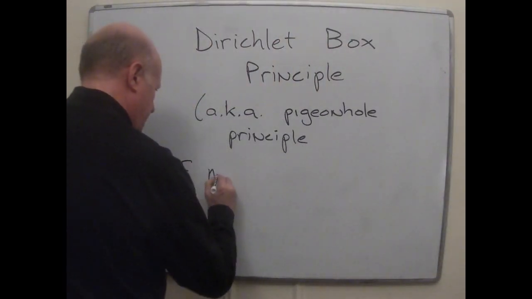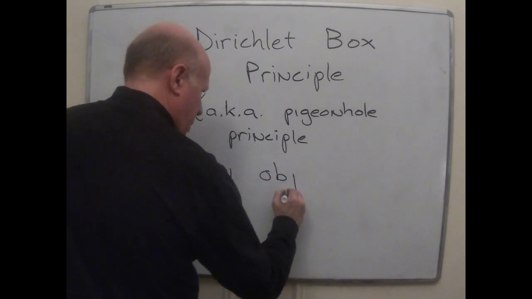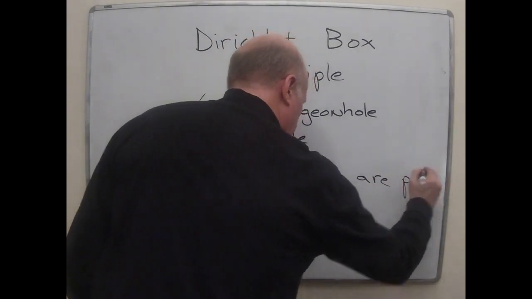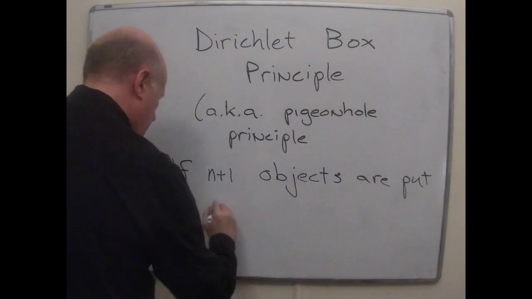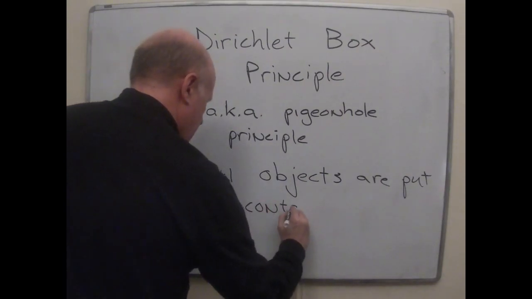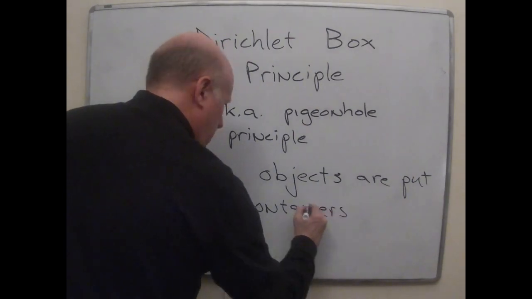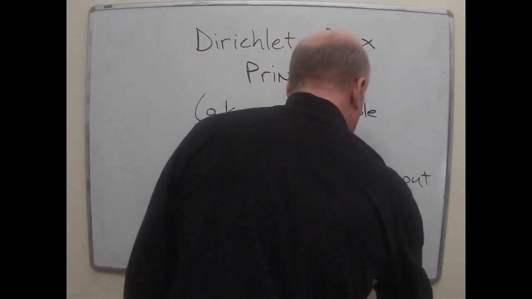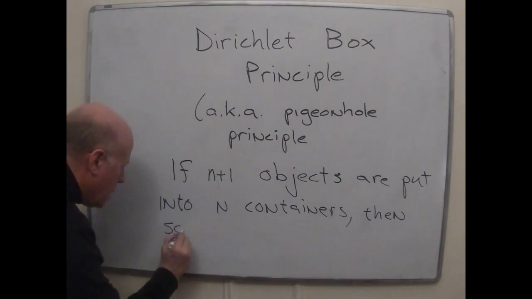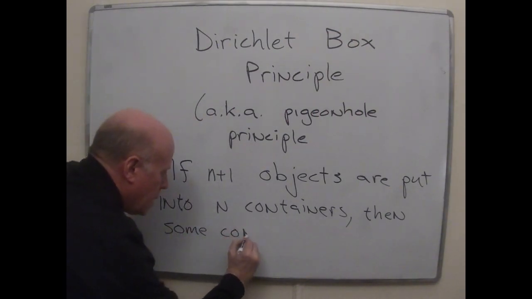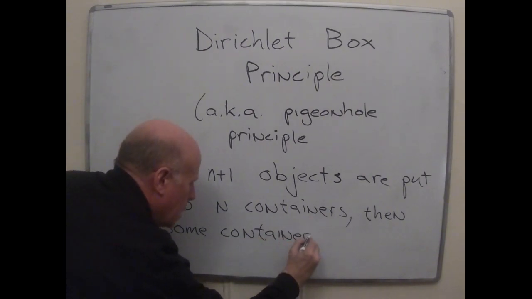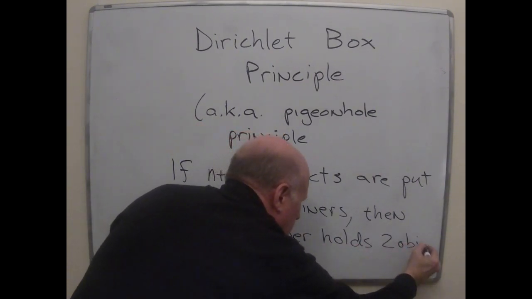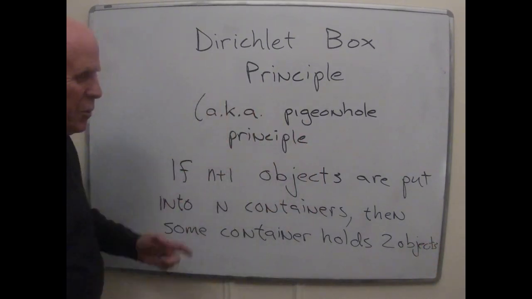I'll write it out since if n plus 1 objects are placed into n containers, then some container must hold 2 objects. Now the containers can be sort of metaphorical, if you will.